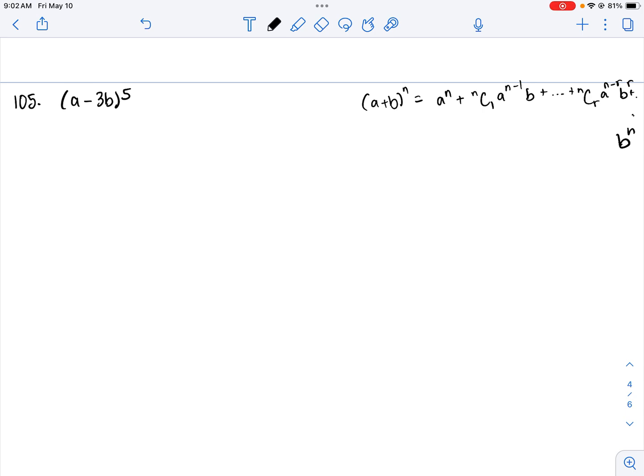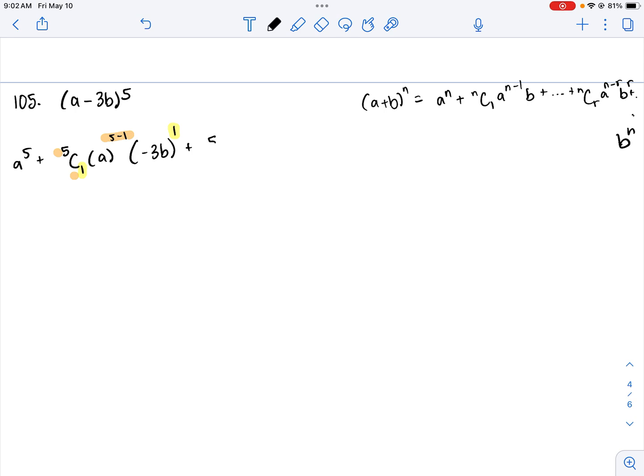All right, so the first term we know is just going to be a to the 5th. The second term is going to be 5 choose 1, a to the 4th, 5 minus 1 is 4, and negative 3b to the 1. Remembering that this number matches this number, and the exponent here is when you subtract 5 minus 1.